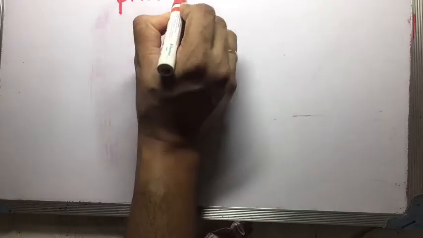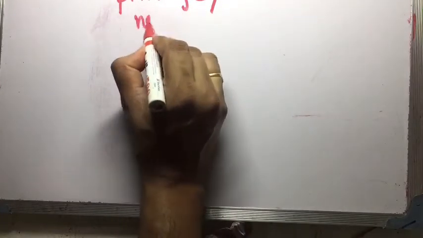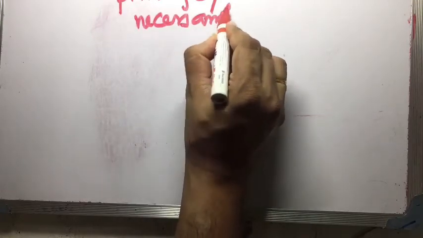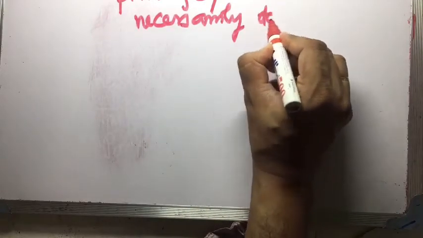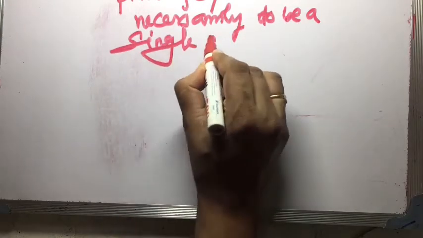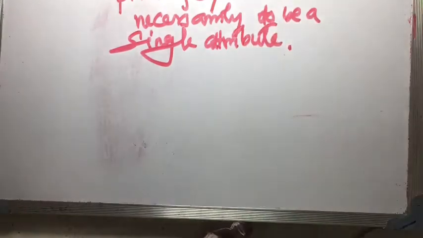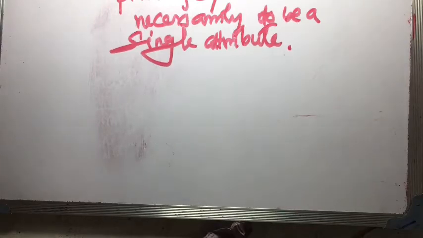Primary keys are not necessarily to be a single attribute. Primary keys are not necessary to be a single. I got row number from the table, but I can combine together row number, registration number. For example, primary key may not be a single attribute.